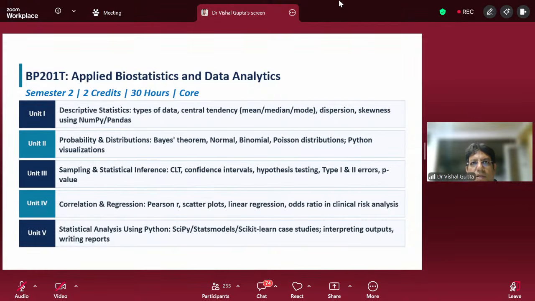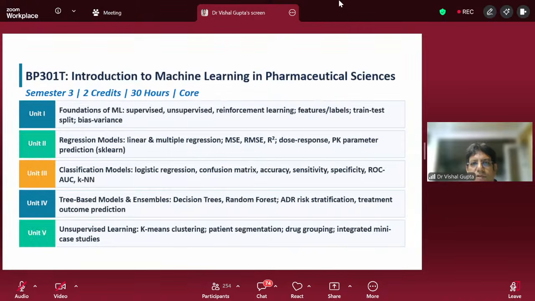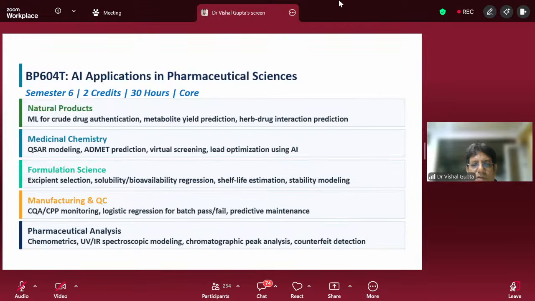So what they learned in the basics, a little bit of application will also be there in the second semester. In the third semester, again, we move to the basics of machine learning, especially with a focus on pharmaceutical sciences, where they'll be learning about foundations of machine learning, regression models, classification models, tree-based models and ensembles, and unsupervised learning. The last 3 semesters will move into applications, where AI application in pharmaceutical sciences will have its application orientation in natural products, medicinal chemistry, pharmaceutical science, manufacturing QC, and pharmaceutical analysis.